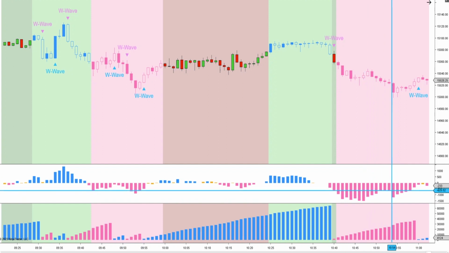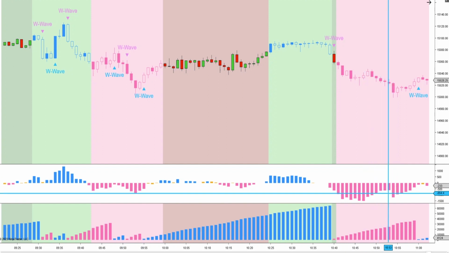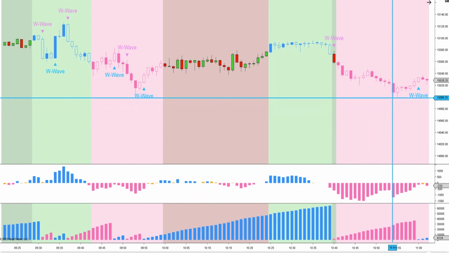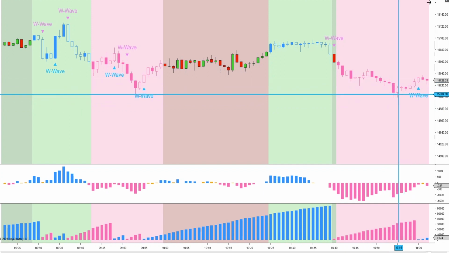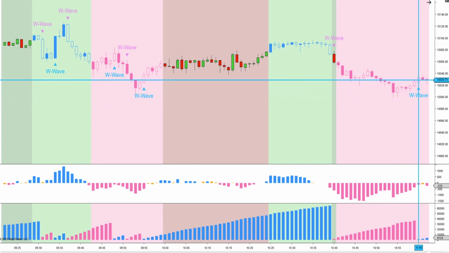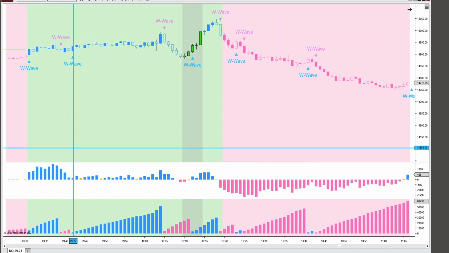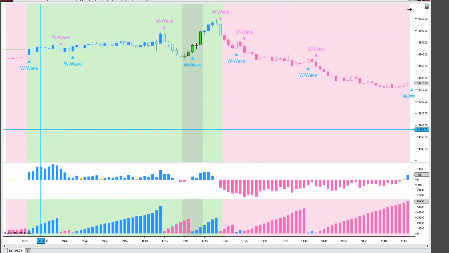So when I'm seeing divergence in the cumulative delta histogram, definitely keeping my eye open for possible retracements. And we did get a little bounce up right there. So this is Friday last week.